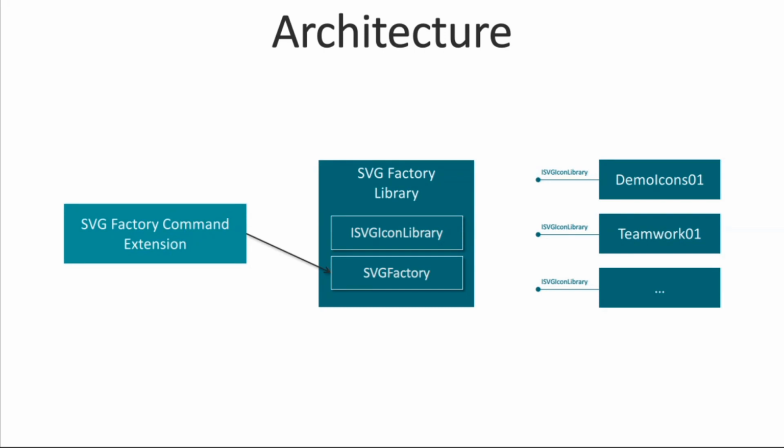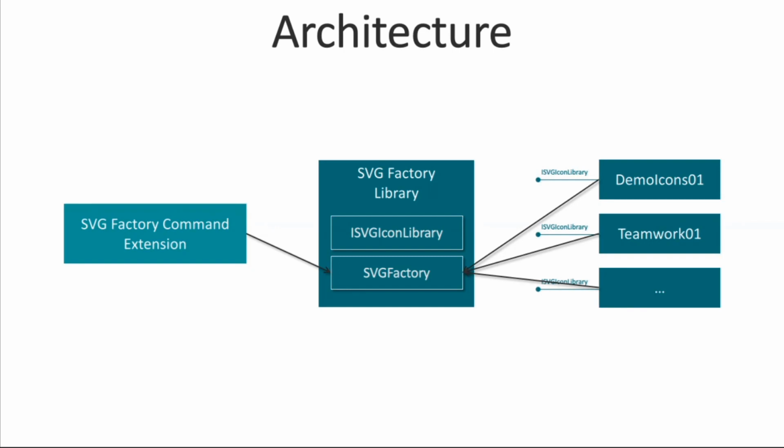And what that interface does is it says there's one method that you must implement. It is: give me the list of all your icons. And then we have a bunch of other libraries. Again, they're SPFx libraries that we've created. For this demo, we prepared 2. One is demo icons 1 and the other is teamwork 1.